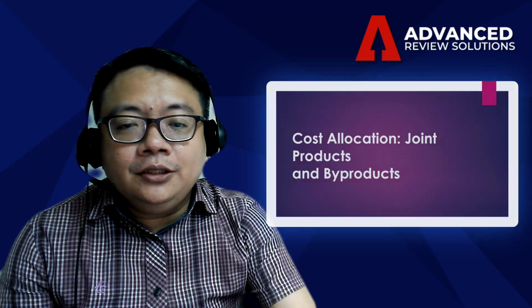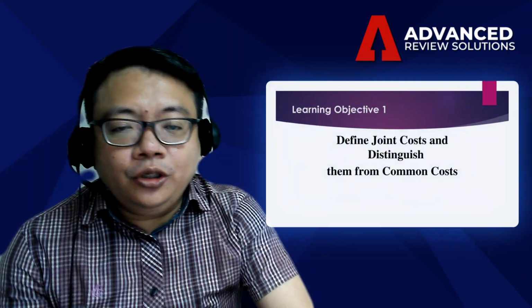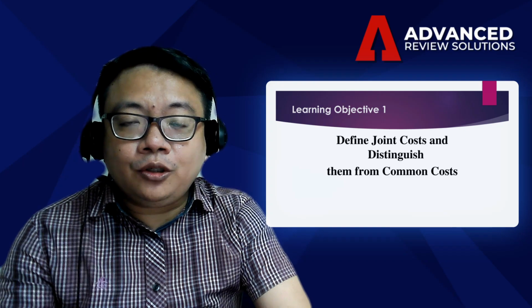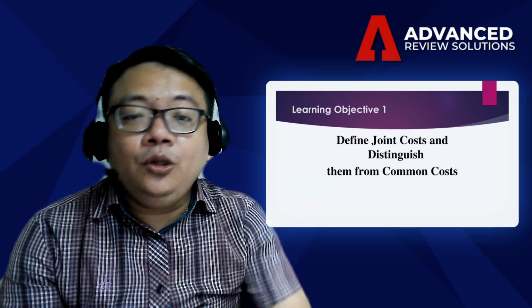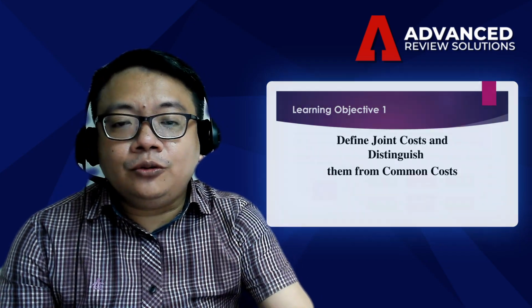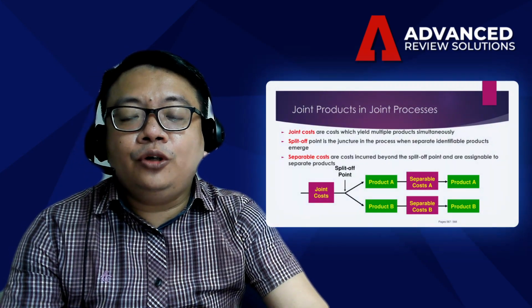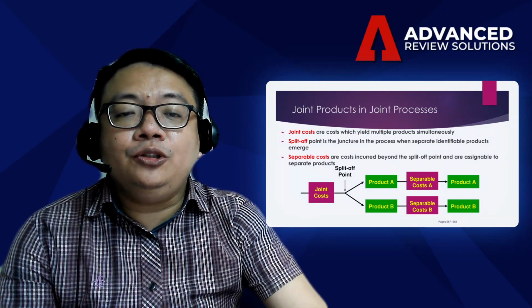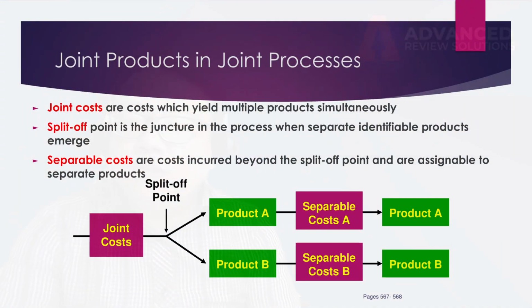All right. So when you talk about joint costs, as distinguished from the common costs, that would be your learning objective number one. Okay, we go now to this. So what do you mean by joint products and at the same time your joint processes? Joint costs are costs which yield multiple products simultaneously. Meaning to say, you have a lot of costs which yield multiple products simultaneously.